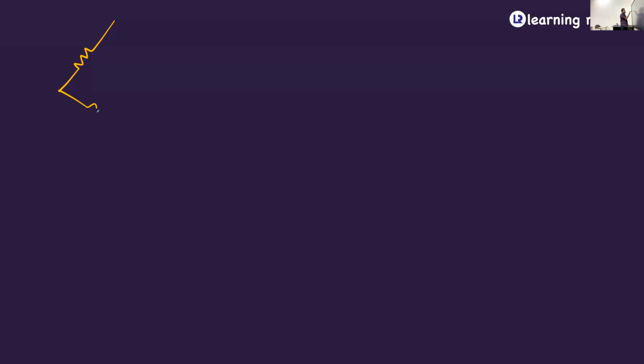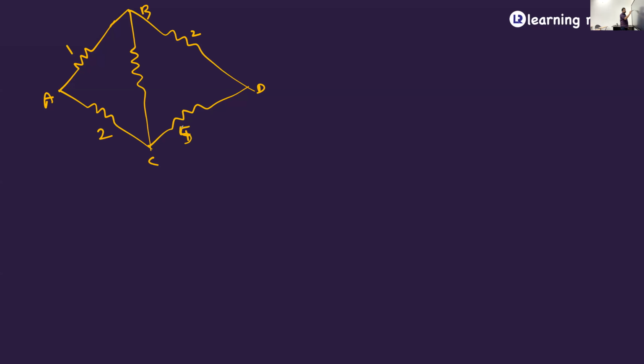Tell me the values alone. First, let me complete it. Say this is A, this is D, this is B, this is C. 1, 2, 2, 4. So I changed it to 5, no? 5 and this is 5. Now it's not a balanced Wheatstone bridge. Right? So I need to find the equivalent resistance between the points A and D.